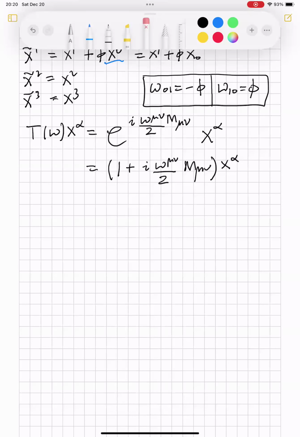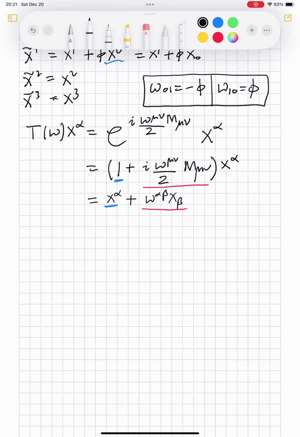Okay, and what should this be equal to? Well, this should be equal to x alpha plus the conformal Killing vector, which for the transformation that we're looking at is omega alpha beta x beta. And if we compare these two expressions, 1 times x alpha is just x alpha. So those match. And that means that this term sitting over here should match this term sitting over here. So let's put down that requirement.